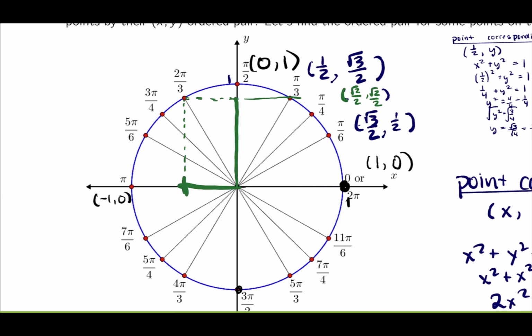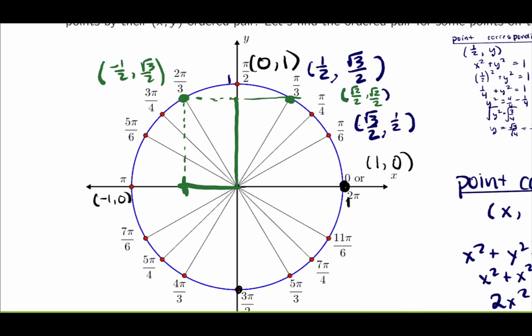In fact, we can use the symmetry that the point here is going to be almost the same as this point, except the x value is the opposite. I would say that 2 pi over 3 corresponds to the point negative a half, and then up root 3 over 2.